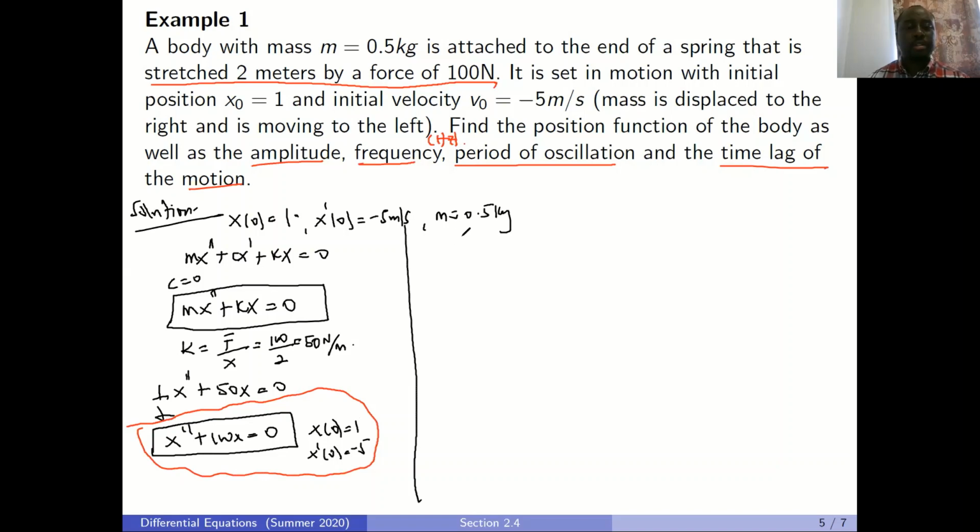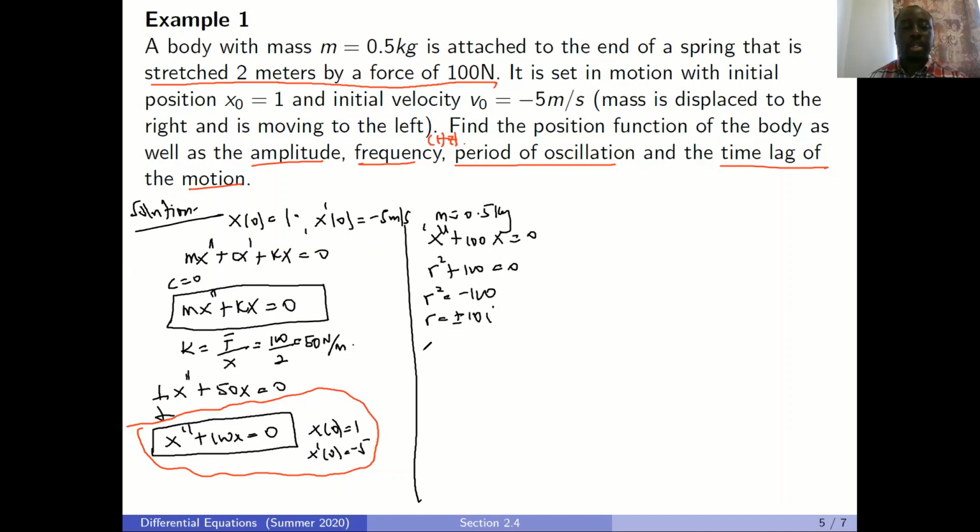All right, so let's go ahead and solve this. We have x'' + 100x = 0. The characteristic equation is r squared plus 100 equals 0, and so my r squared is minus 100. So my r is plus or minus 10i.